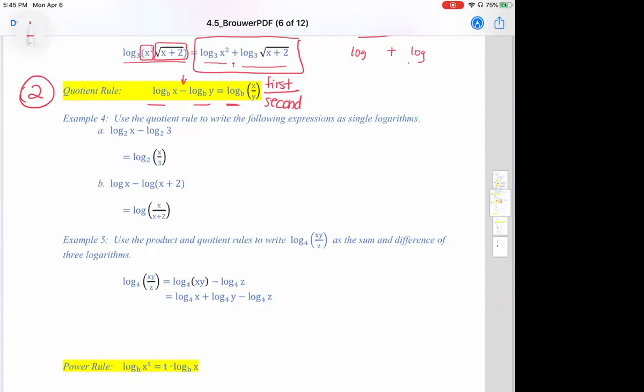Okay, let's take a look at example 4. Using the quotient rule to write the following expression as a single logarithm. Okay, so we have the same log base, beautiful. Now this minus is telling me that I can use my laws of logs, particularly the quotient rule. So I can write it with one log base 2, and I'm going to take my first one, which is x, and divide it by my second one, which is 3. And this would be my answer, which we have written.